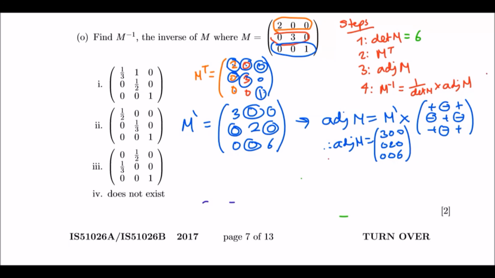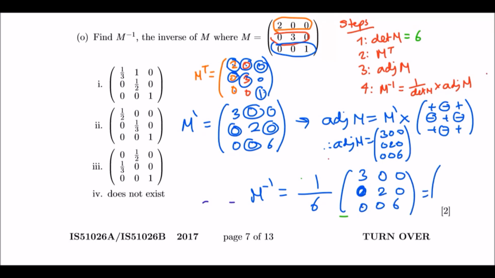So we can say finally that the M inverse is going to be 1 over the determinant, which was 6, times the matrix of cofactors, or adjugate matrix, sorry. And then multiply everything by 1 over 6. All the zeros stay the same, but the 3, 2, and 6 become 3 over 6, which is half, a third, and 1, and zeros all around. And that's it, guys. And this should be part 2.